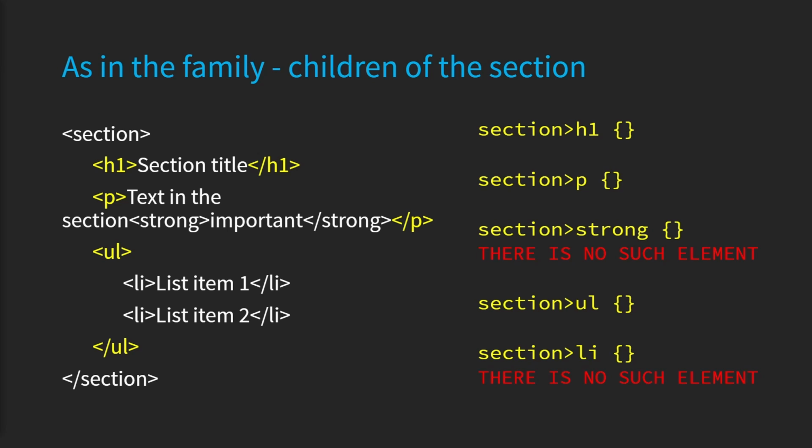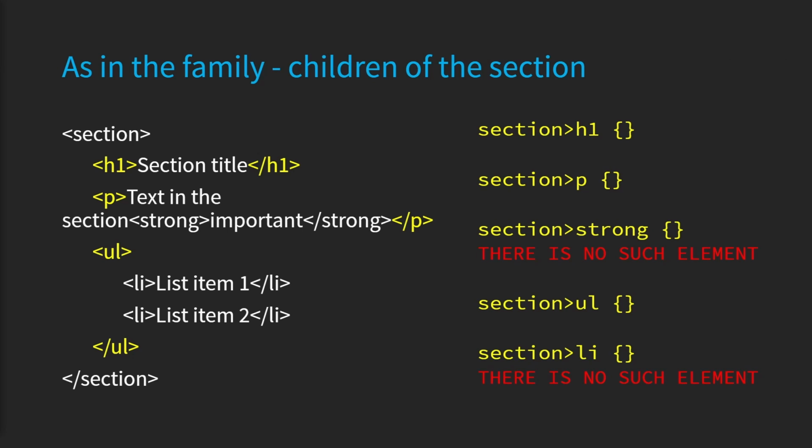But let's go to our third example, where we can see section greater than strong. So it's take a strong tag, which is a child of a section. And we can see that there is no such element in our HTML example, because our strong tag is a child of a p and a descendant of a section. So this strong tag would not be included in this CSS rule.